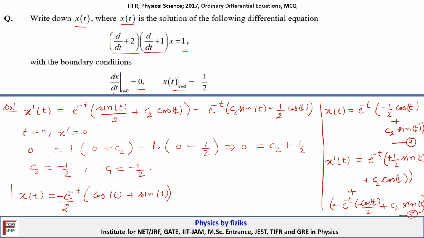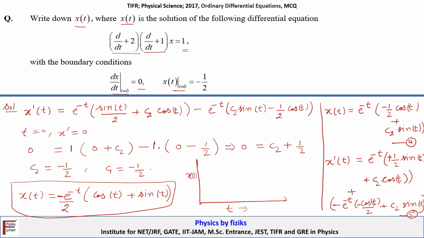This is our final solution, and this solution can be plotted on a graph. This is our t axis, starting from 0, and this is our x(t) solution. The solution starts from 0, rises like this, then goes down, and then approaches a constant value. That constant value is 0, that is, x(t) is 0 for large values of time.